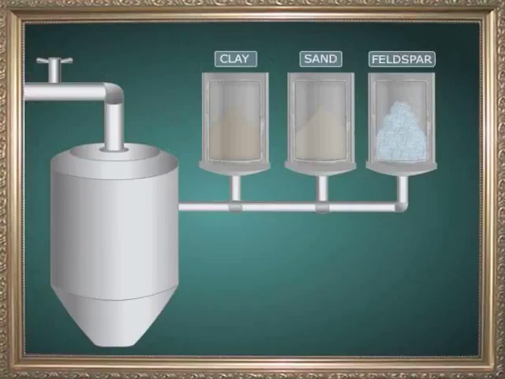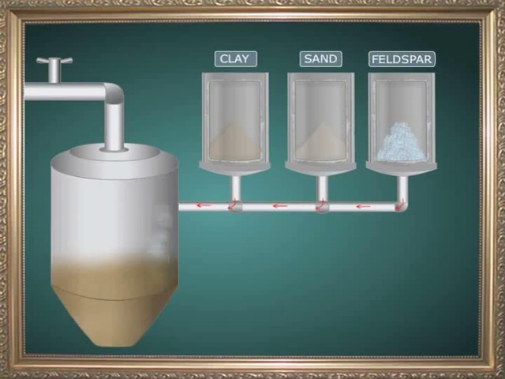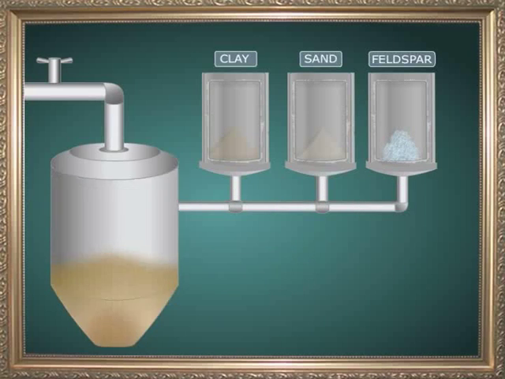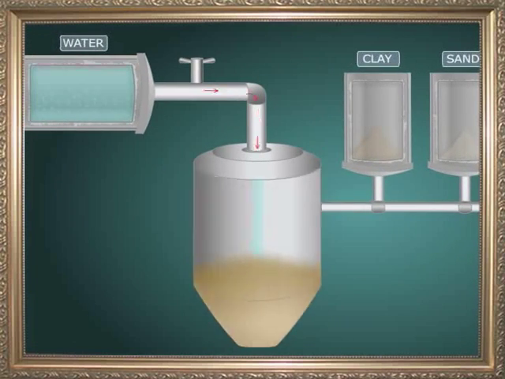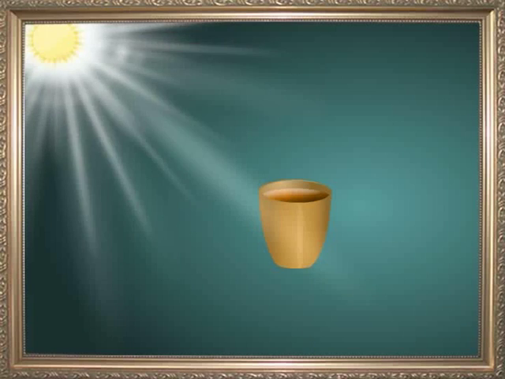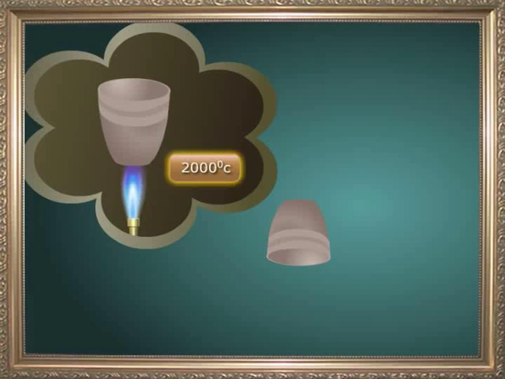Let's now learn how ceramics are manufactured in industries. The raw materials clay, feldspar and sand are mixed thoroughly through the pulverization process. The required amount of water is then mixed with the pulverized mixture, molded into desired shapes and finally dried. These dried materials are then heated up to 2000 degrees Celsius.